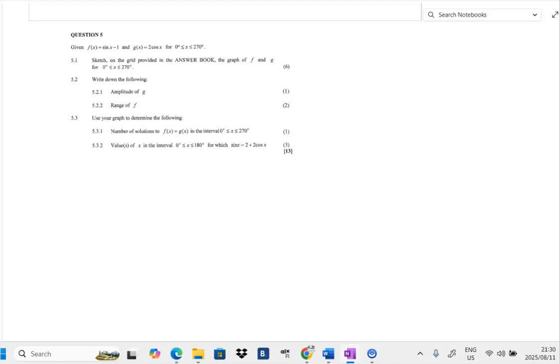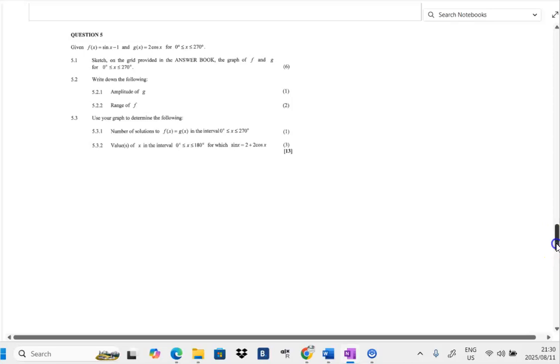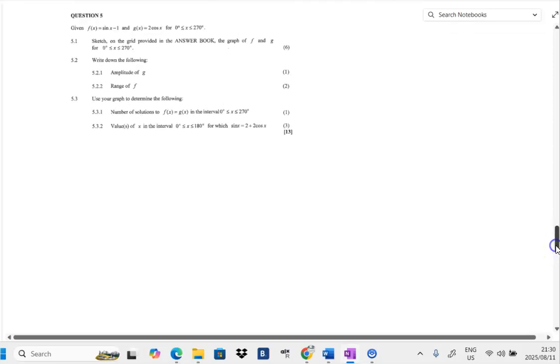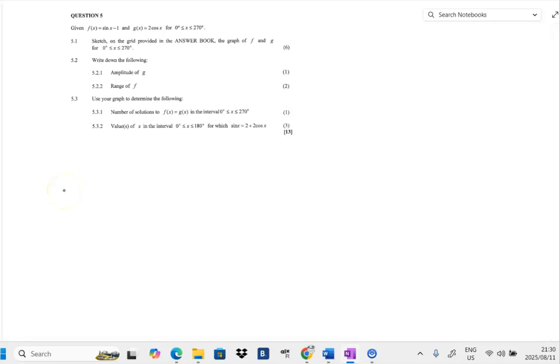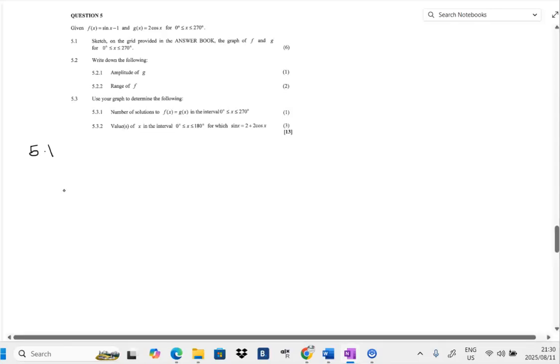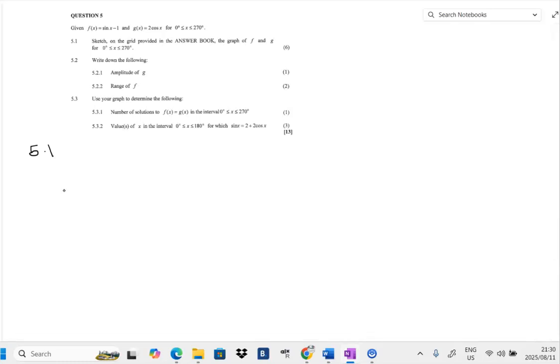We can also quickly do this question, which is question number 5. The question number 5.1, it says, sketch the graph of f and g up to 270.